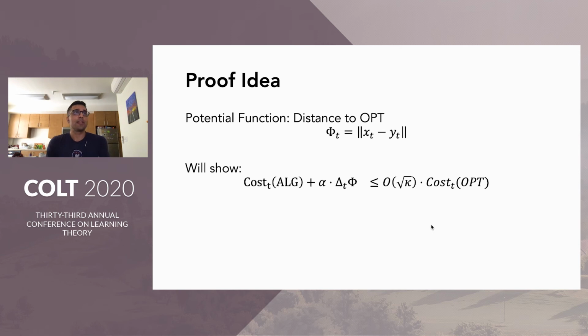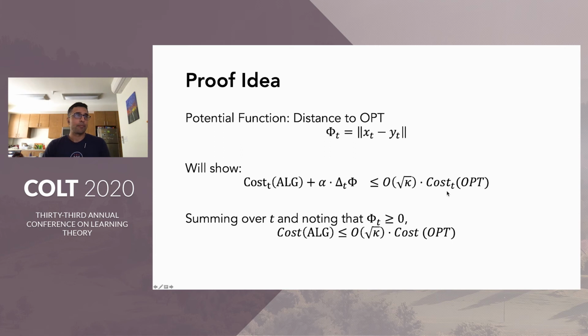So in the remaining few minutes, I'll give you a proof idea of how we prove this result. The main idea is we use a potential function. In particular, the potential function is the distance to opt, where opt is the algorithm that knew all the functions beforehand and moved to minimize that. What we'll show is that the cost of the algorithm at step t plus the change in potential is at most square root kappa times the cost of the optimal algorithm at step t. Summing this over t and observing that the potential is non-negative, this immediately implies that the algorithm's cost is at most square root kappa times the optimal cost.